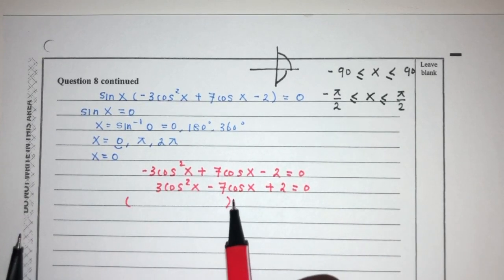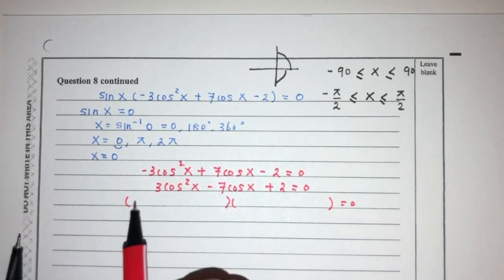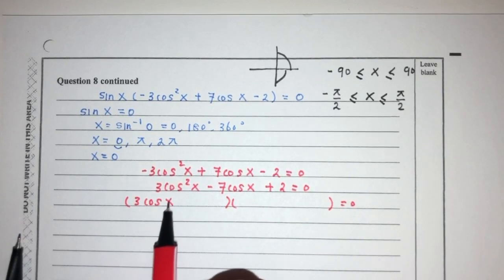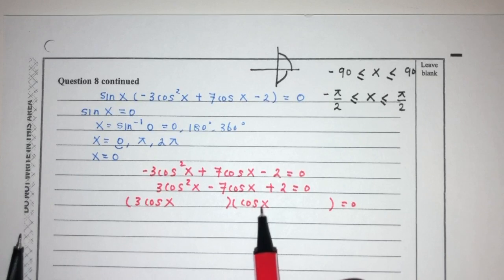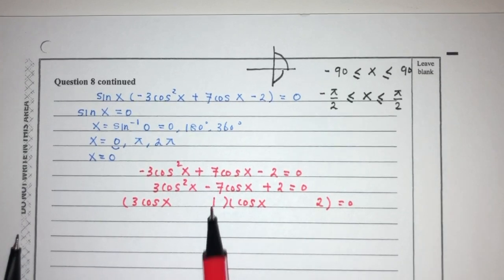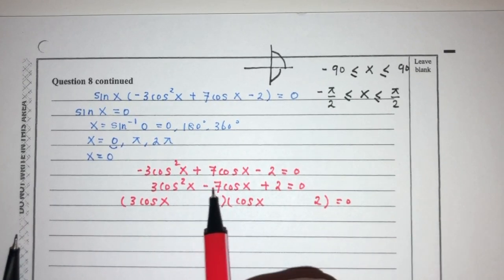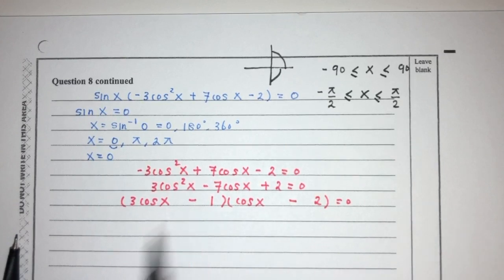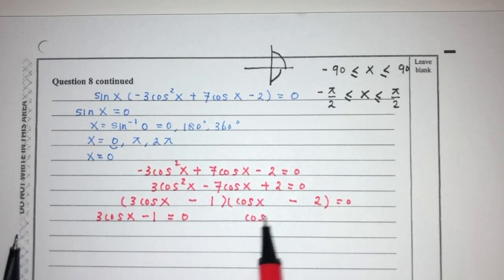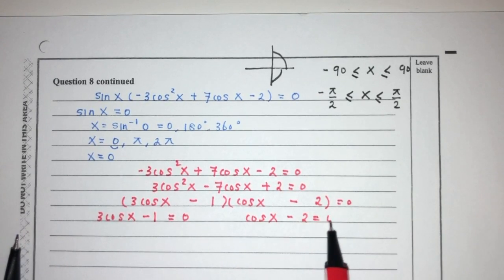Let's factorize to see what will happen. You will have 3 cos x, and they will be 2 times 1. So to get minus 7, we have to have minus 6 and minus 1. So 3 cos x minus 1 will be 0, or this one, cos x minus 2, will be 0.